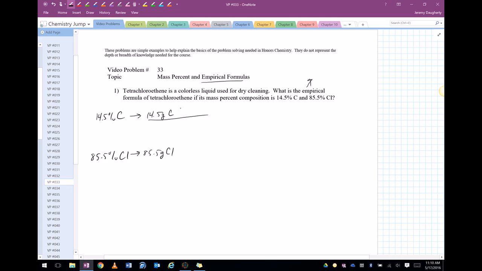Alright, so remember, lowest whole number ratio by moles. So I'm going to take both of these and convert them to moles. 1 mole over 12.01 grams, that's for carbon. And here, 1 mole over 35.45 grams of chlorine. You get both of those from the periodic table. So let's see, when I take 14.5 and divide by 12.01, I get a value of 1.207-ish. Keep all those digits in your calculator. So that's my moles of carbon.